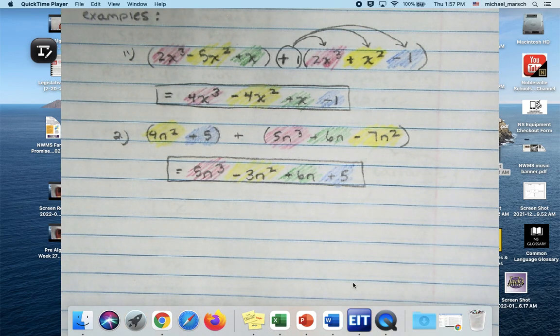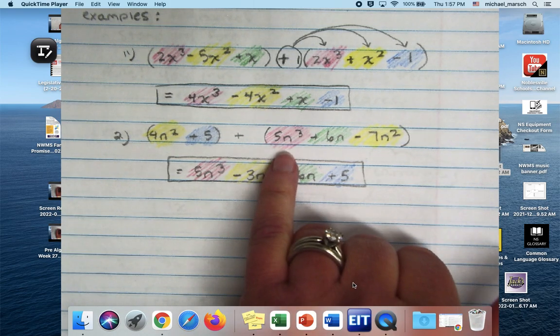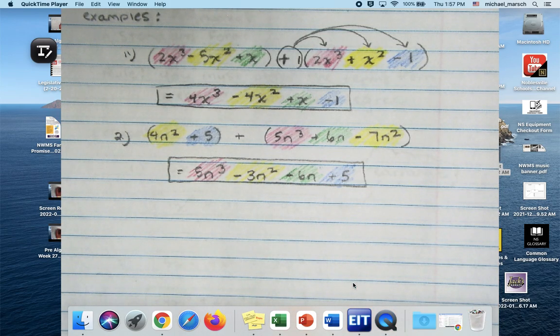Okay, adding's the easy part, or easier part. They're both pretty easy, but adding's the easiest, because the symbol in front didn't change, right?